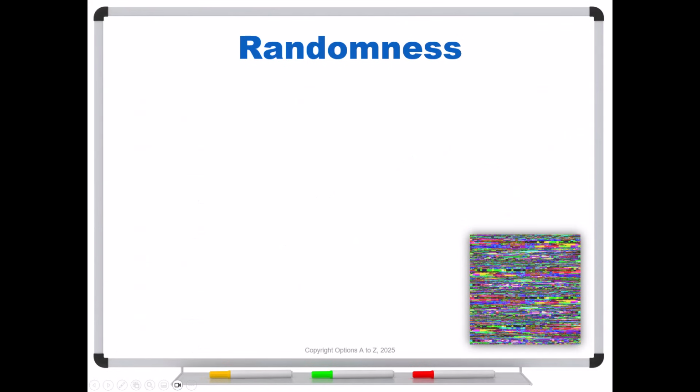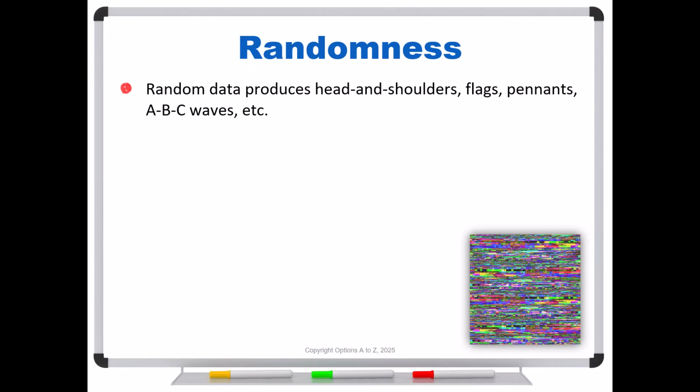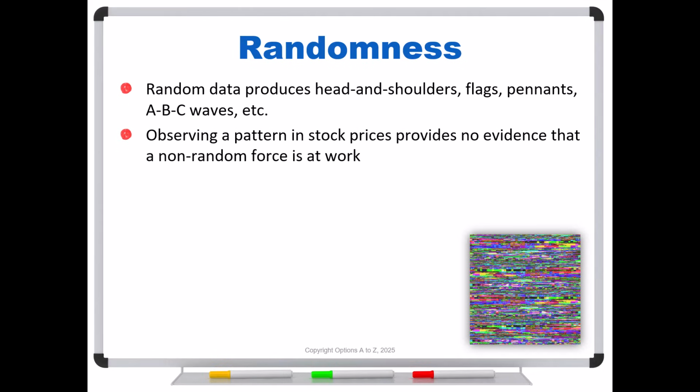So just remember, when it comes to randomness, random data produces head and shoulders, flags, pennants, ABC waves, everything that you can see in a regular stock chart. So therefore, observing a pattern in stock prices provides no evidence that a non-random force is at work. It's just like the two coins. Seeing a coin doesn't mean that it's proof that it's real. And the very easy test is that if you can't tell it apart from a fake, you have to be real careful in saying that it's evidence that there's some type of predictive force.